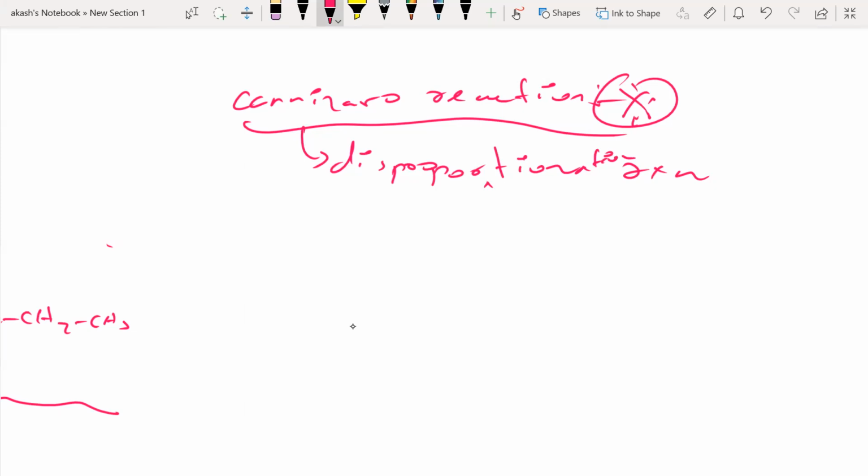Whatever it is, it is a disproportionation reaction. We know what disproportionation is, right? The same one compound will be there. That compound will get oxidized, and the same compound will get reduced. Very, very simple. Again, I repeat.